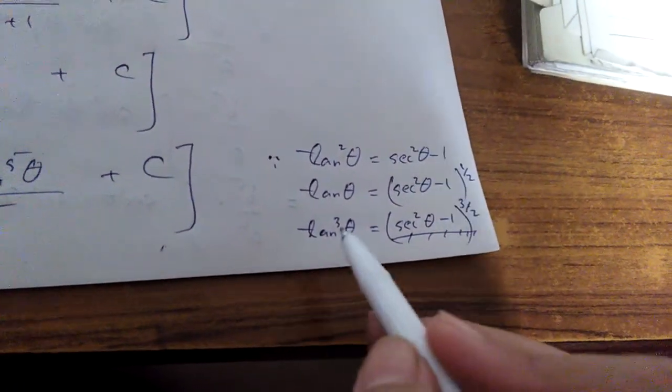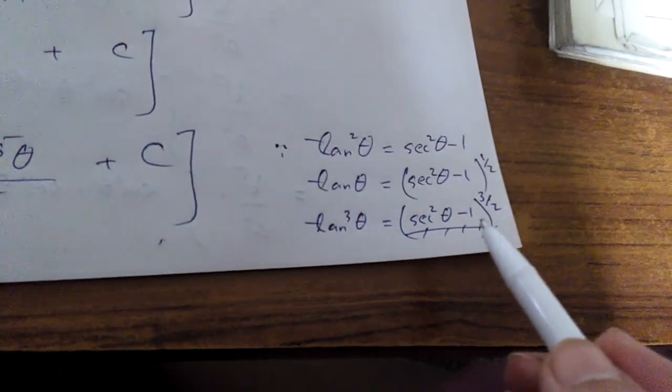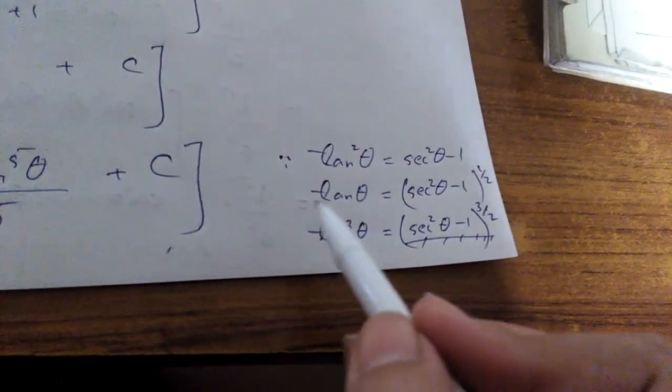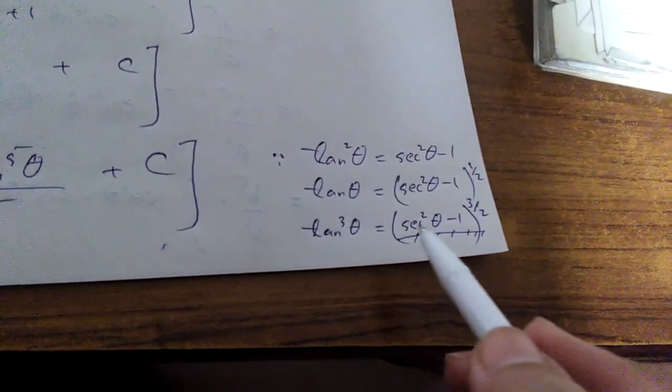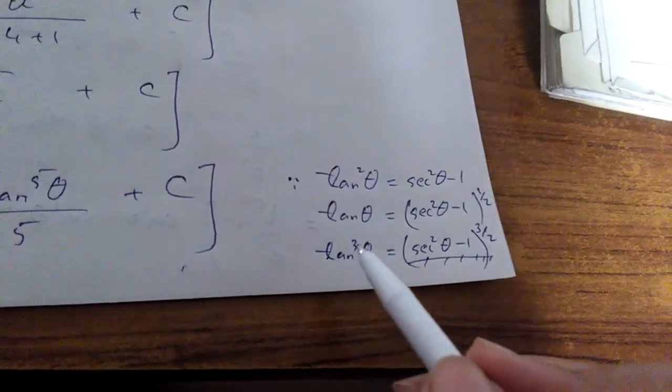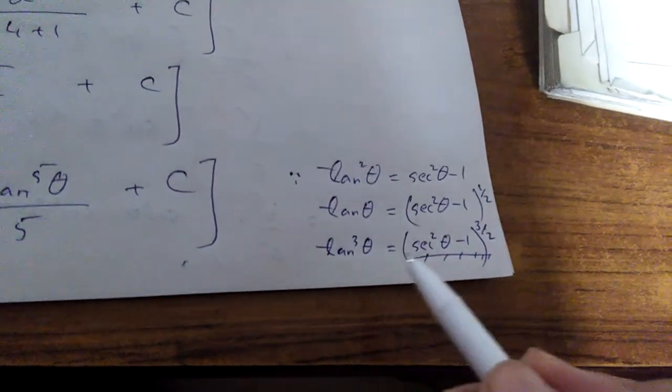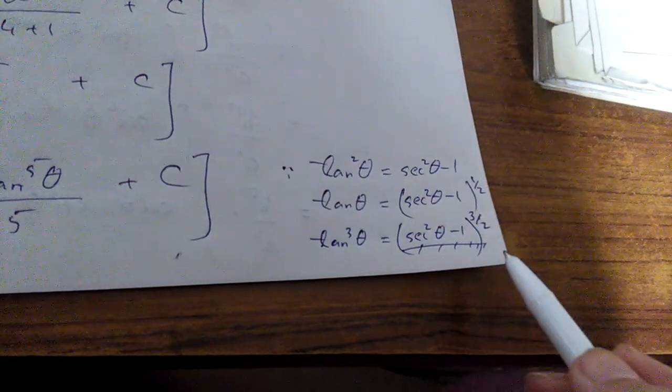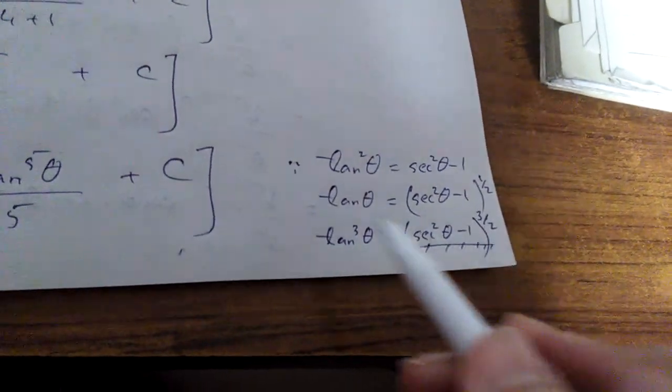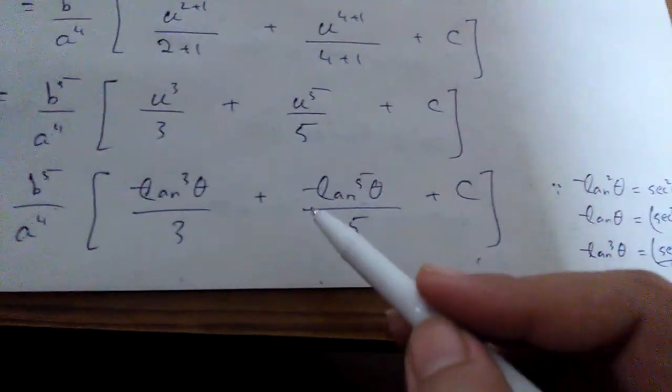Okay, so tan cube theta is equal to (sec square theta minus 1) power 3 by 2. So I can replace my tan cube theta by means of this. In the same way, I can replace my tan power 5 theta by (sec square theta minus 1) power 5 by 2. So that's what we are going to do in the next step.